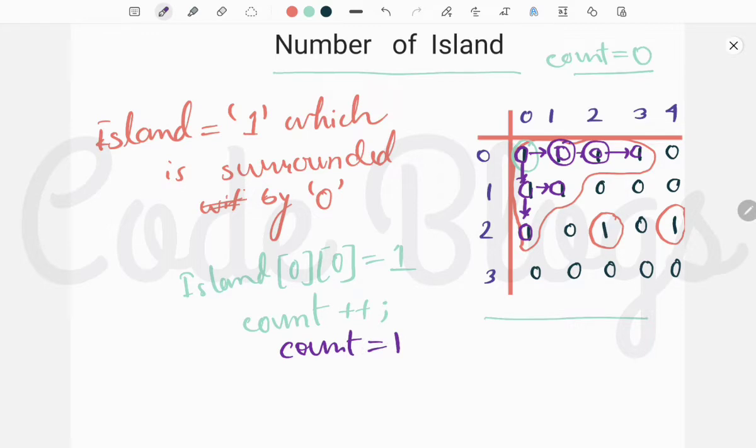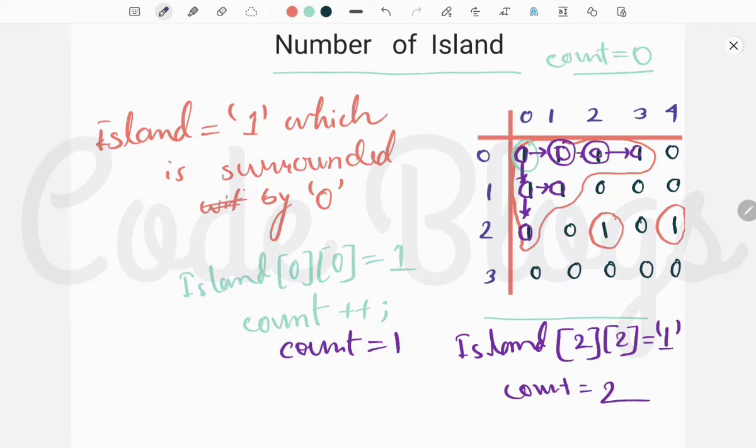Now again we have to traverse the adjacency matrix, and here at island of 2 2, we find another 1. Now again we increase the count, now it becomes 2. We replace this 1 with 0, and again we check if any other 1 is connected with this one or not. Here this one is surrounded by 0, that means no other 1 is connected with this one, so we have to return back.